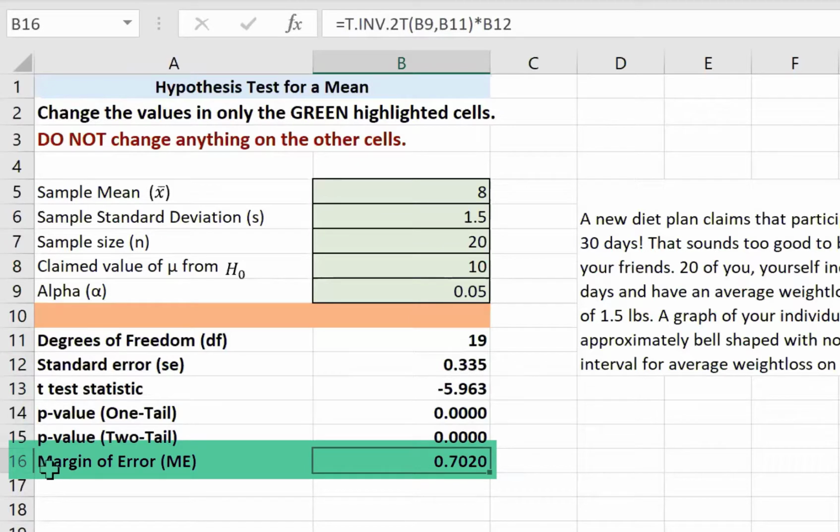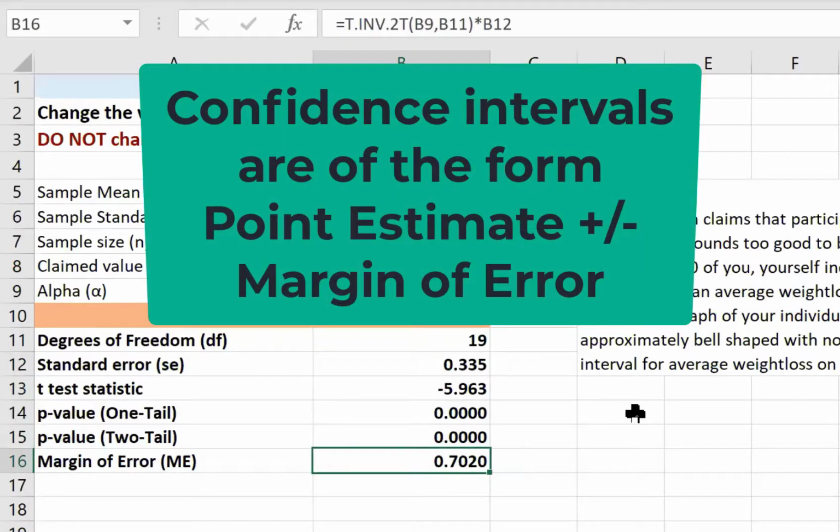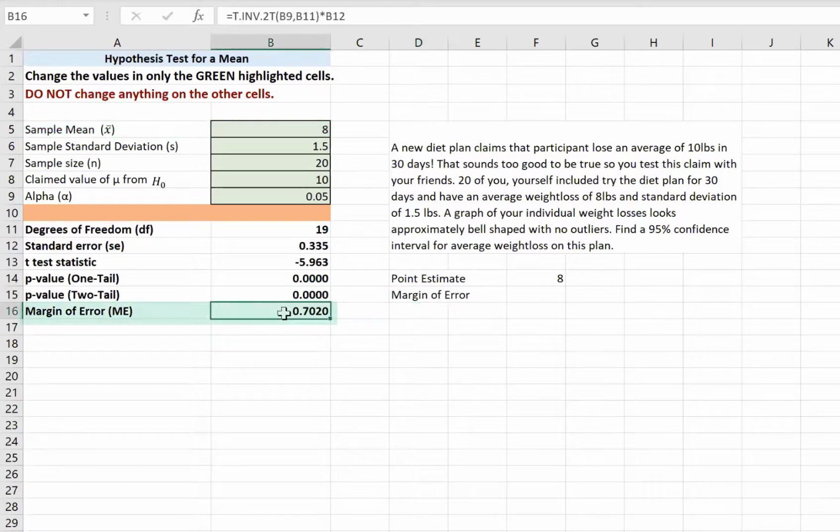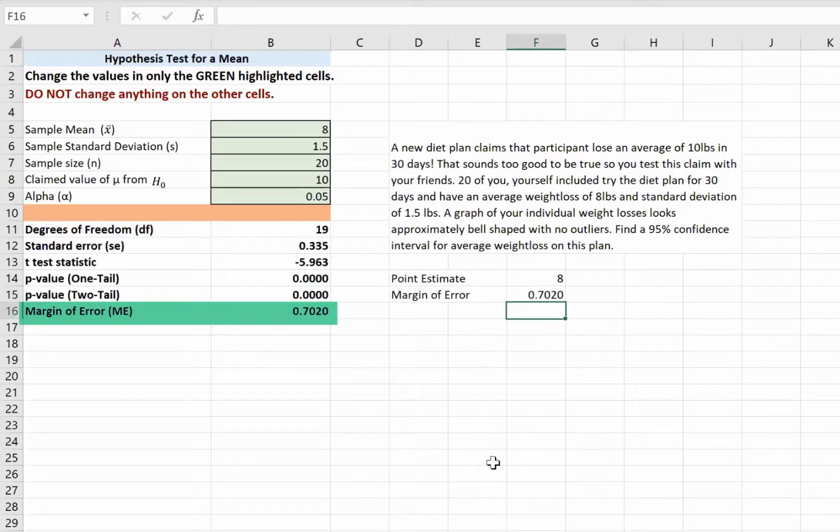So the margin of error is the vital part to create this confidence interval. All confidence intervals are of the pattern point estimate plus minus margin of error. So here, point estimate is our sample mean, 8. Then margin of error, the ME, we'll get it from right here, equals 0.7.